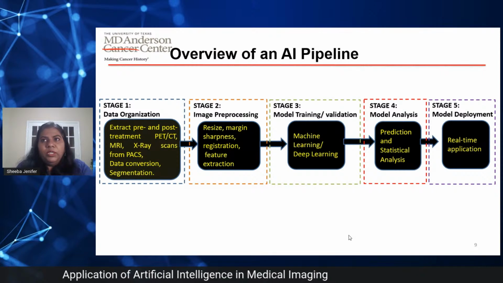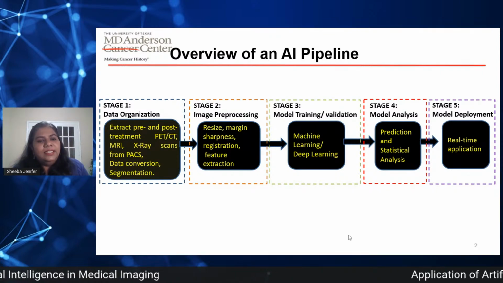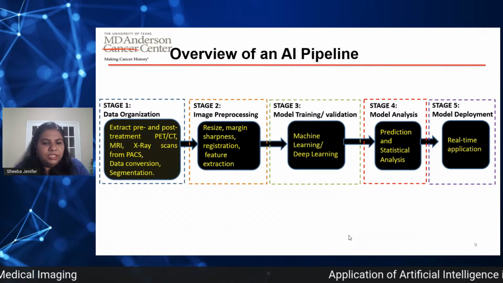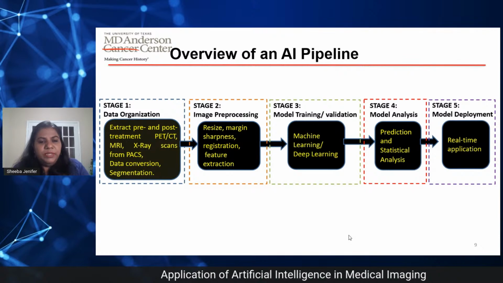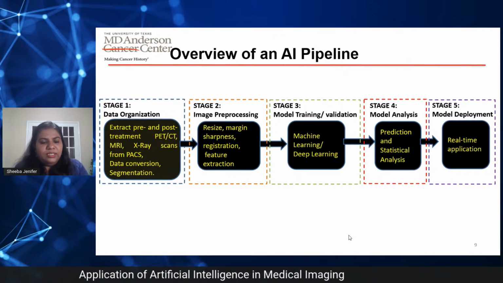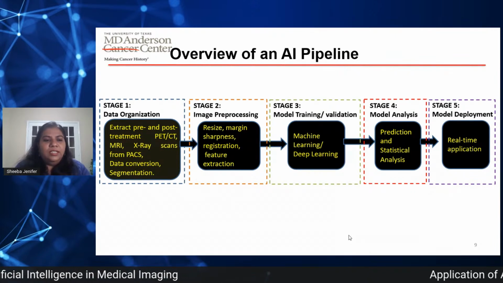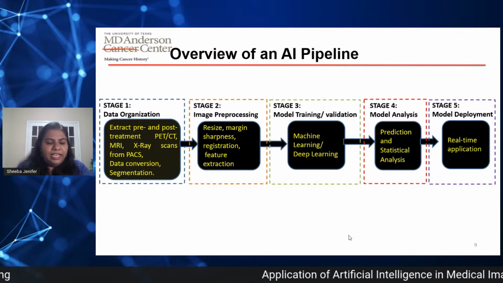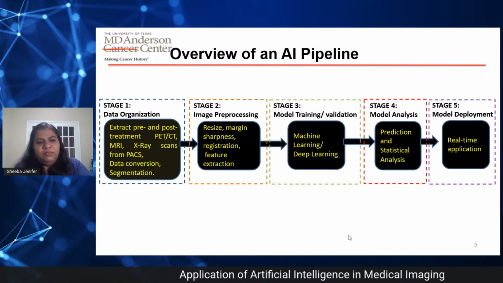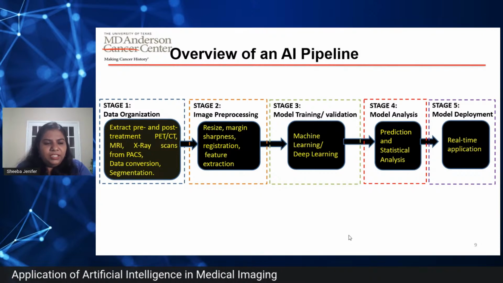And then if I'm going to work on pre and post data, which means the scans taken before surgery and after surgery, I need to register them. There is a registration process, which means that they all fall in the same plane. So we need to register images taken before and after surgery or before and after treatment. So these are some of the pre-processing steps we need to do for these images.